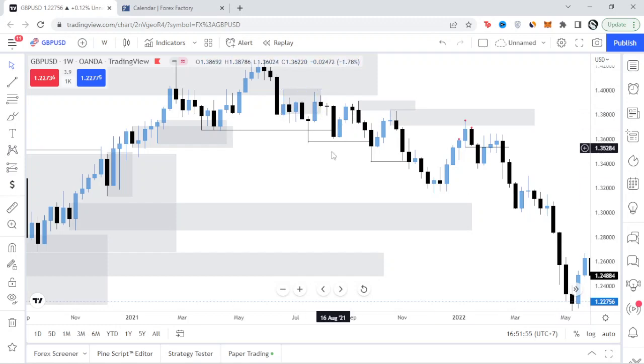This is how I actually want you guys to look at the zones, and the next time we talk, we'll be speaking more about confirmations.